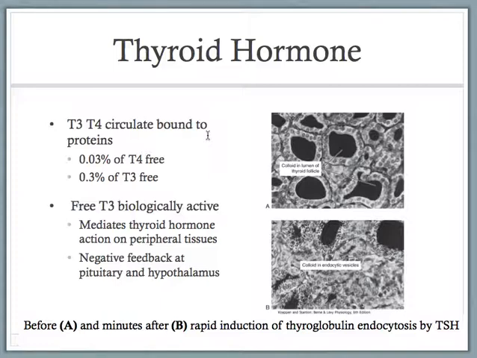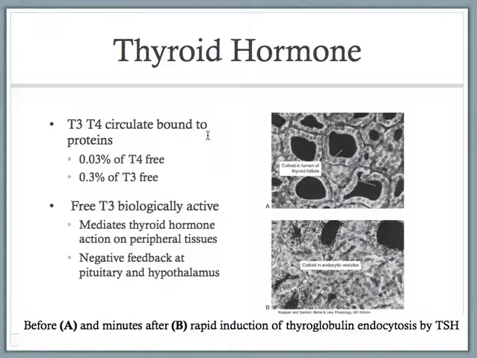Most things in your body circulate bound to proteins. The most strongly expressed protein in our bloodstream is albumin, and albumin is kind of like an Uber or a taxi. It's how things get around. And the stronger things bind to albumin, the longer they last in the body. Only about 0.03% of T4 goes around not on albumin, and only 0.3% of T3.